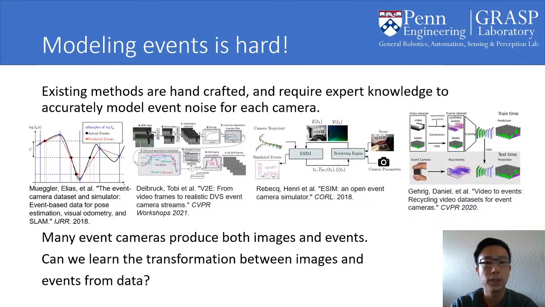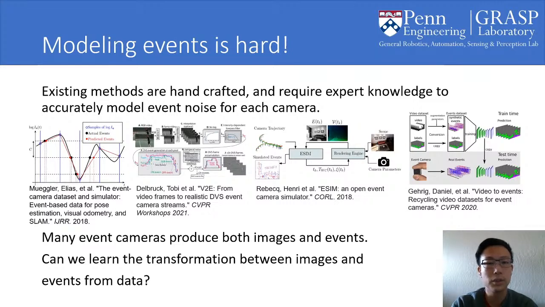The problem of simulating events from images is not a new one. However, all of the previous related work has focused on handcrafted methods where experts who are very familiar with both cameras will explicitly model the equations that govern the relationship that transforms images to events themselves. However, these methods require very, very careful fine-tuning for every single camera that you would like to use. And in addition, different event cameras have different operating regimes. And so switching to a different camera might require a completely new algorithm that requires additional expert intervention.